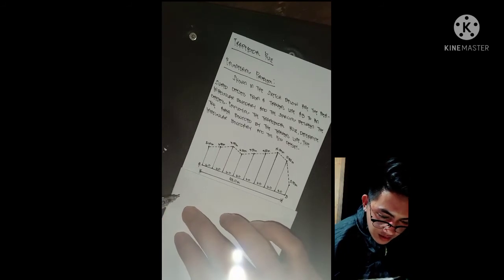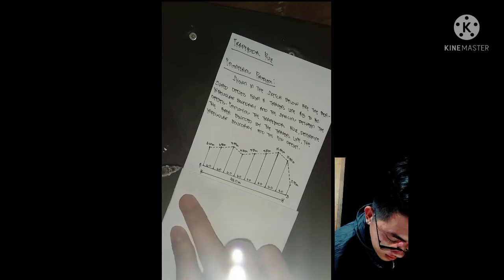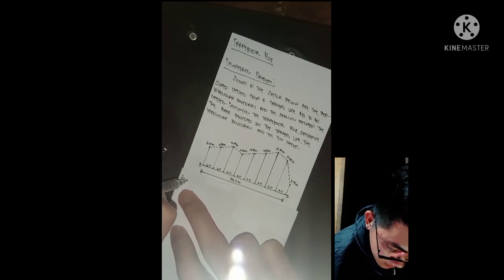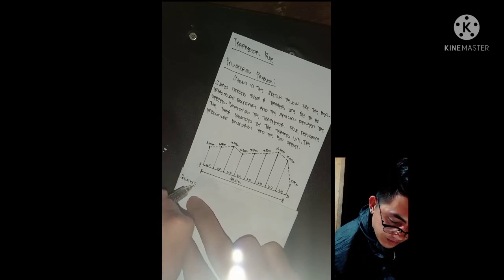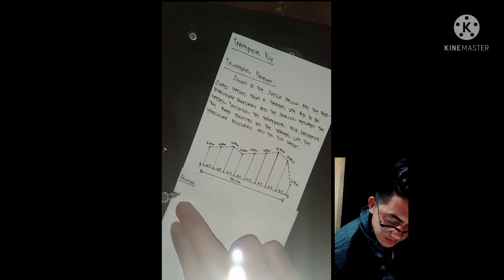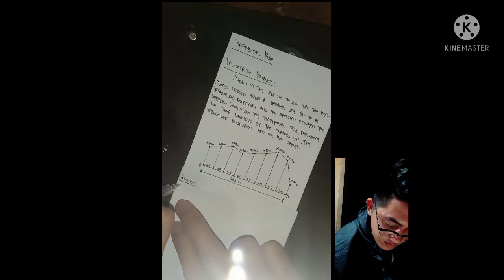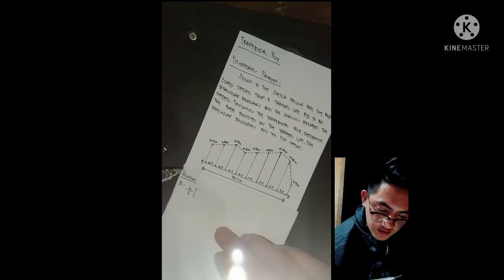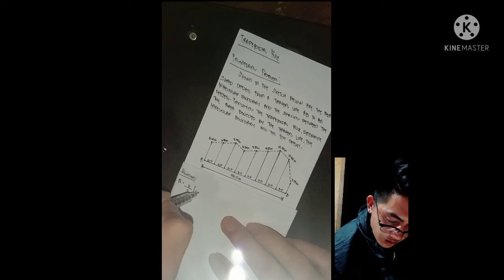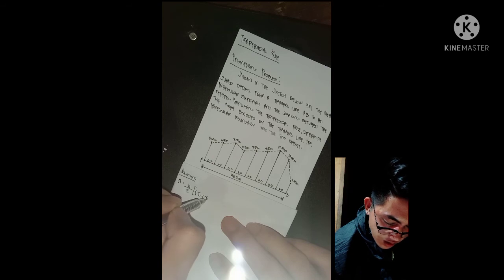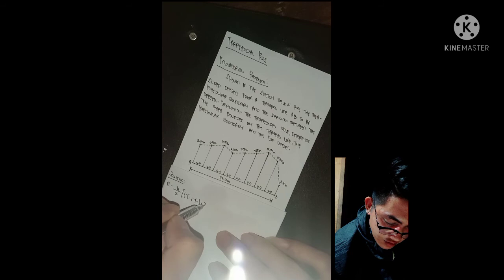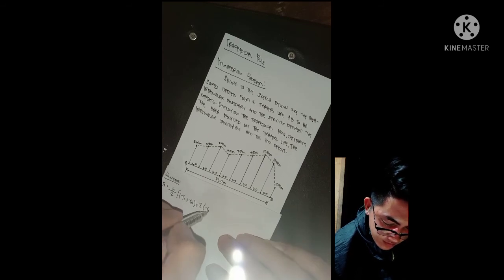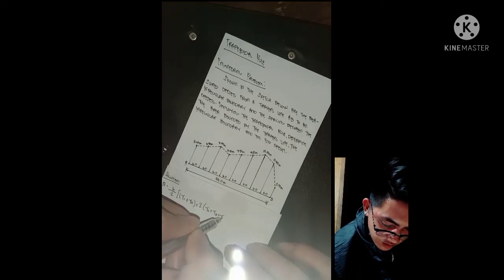So to find our area, our formula for the area is equal to h, or the interval, all over 2, times y1 plus yn, plus 2 times y2 plus y3 plus y4, until y sub n minus 1.